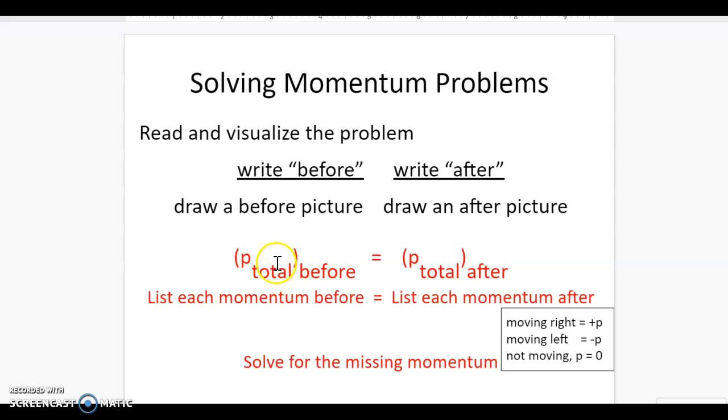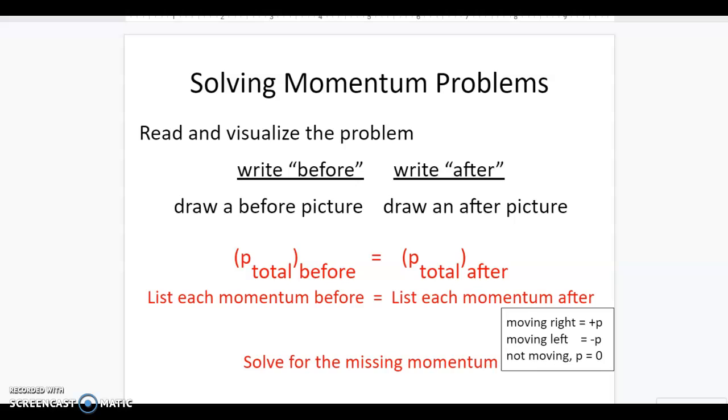Then we get into the process of saying the total momentum before equals the total momentum afterwards. And this is our equation. We list out each momentum before and after. And as we're doing that, we're keeping track of direction because things going to the left and to the right do play a big role, especially in their signs. When something's not moving, we say the momentum is 0. But then we solve for our missing momentum.